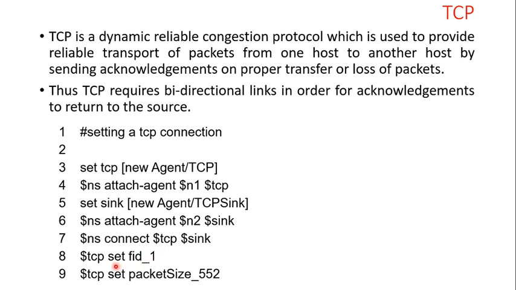So how do we do that? Remember, under the TCP itself you may have n number of data flows. Under the TCP you differentiate them by using numbers. If you say TCP set fid_ 1, 2, 3 like that, you can differentiate the n number of data flows over the same TCP. That is what this FID is.